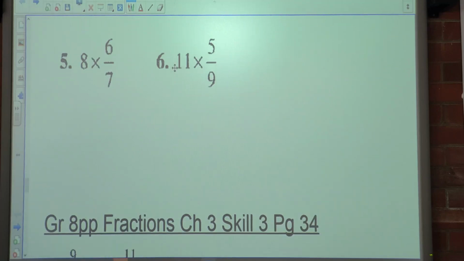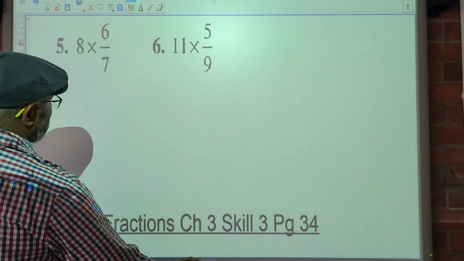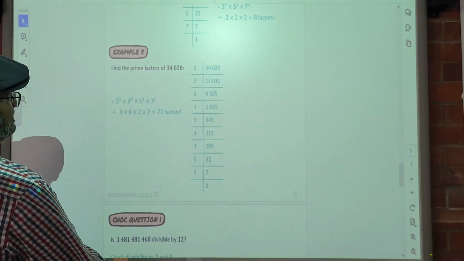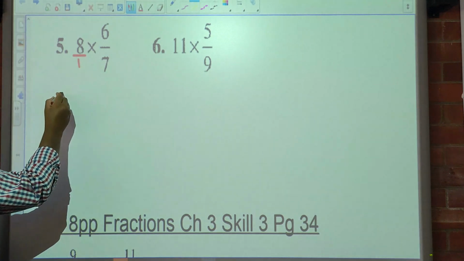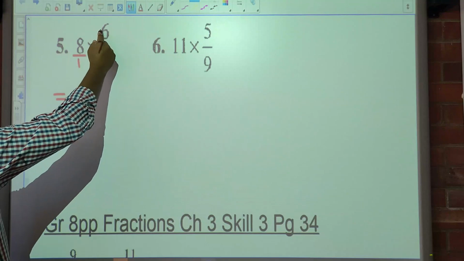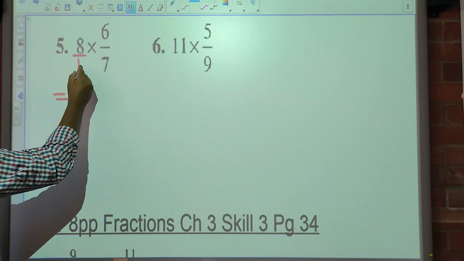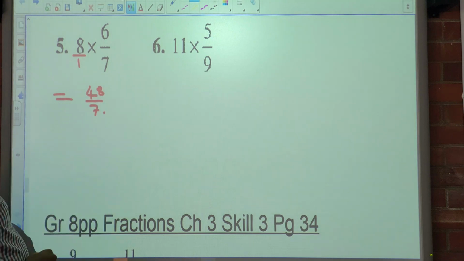Number 5. So 8 multiplied by 6 over 7 is the same as saying, sorry, it's 8 over 1, not so? So 8 over 1 multiplied by 6 over 7. Is there any numerator and denominator you can cancel there? No. So you say 8 times 6 is 48 over 7. Okay. And you can leave your answer in improper form, unless the question specifies, write your answer as mixed fractions.